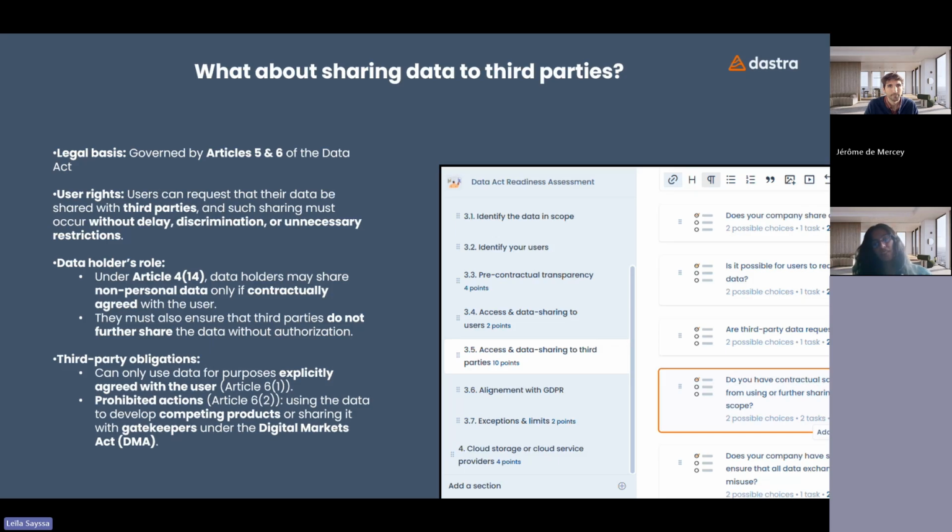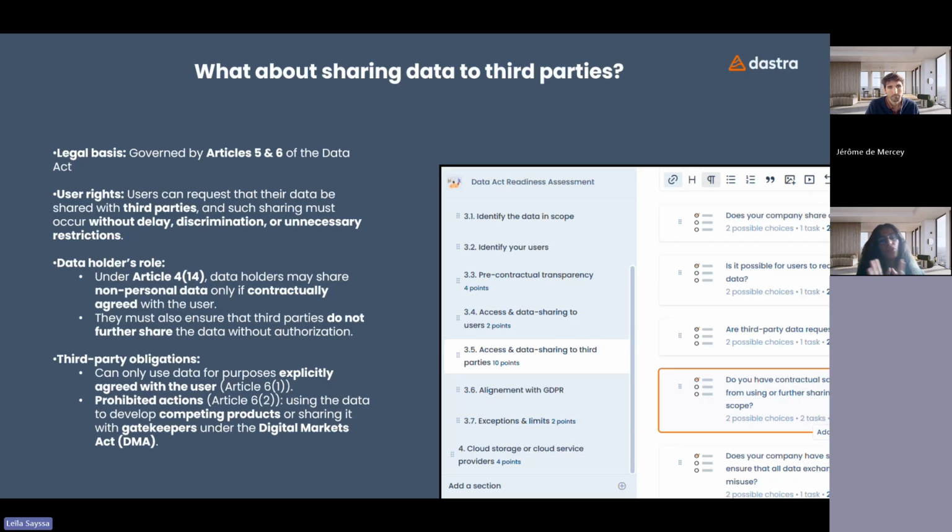So the user can also request to share the data with third parties, and this should be done without delay and without discrimination or unnecessary restrictions. So here the data holder should facilitate this sharing, and the data holders should not make available the non-personal data to third parties for commercial purposes other than to fulfill the contract with the user. So that's an important exception.